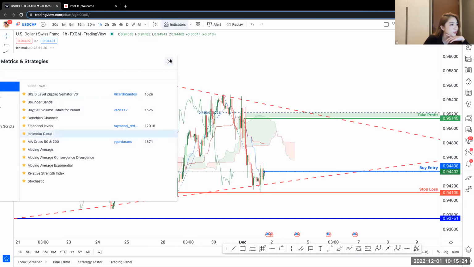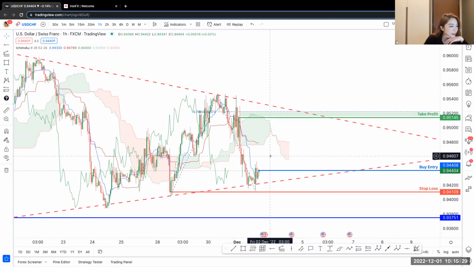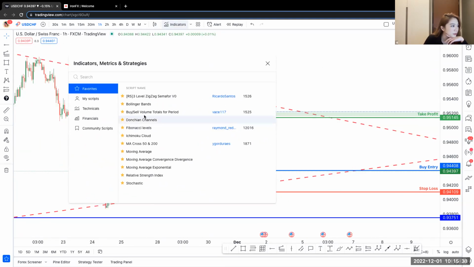Let's look at Ichimoku clouds. Yeah, we are seeing a drop. We are below the cloud for now. We are looking at a possible short-term bounce up. So Ichimoku cloud might not be the best indicator.